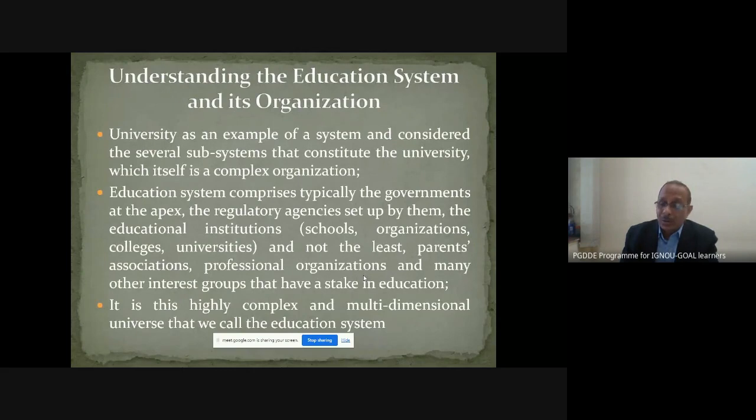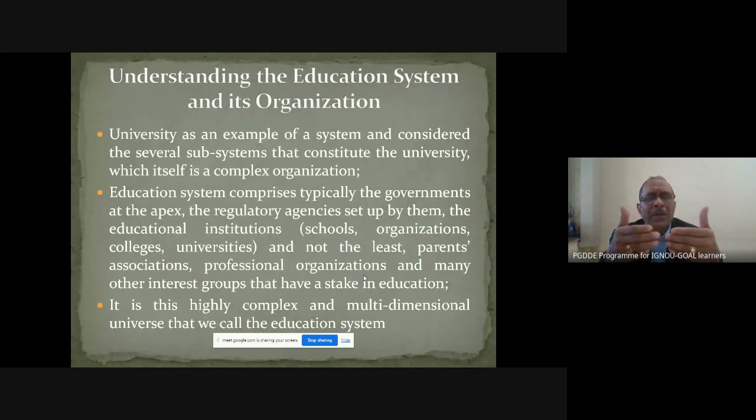Let us come back to understanding the education system and its organization. A university is an example of a system. Whether it is a school or college or university, a university is a system, a college is a system, a school is a system. Each of these systems will have various subsystems.